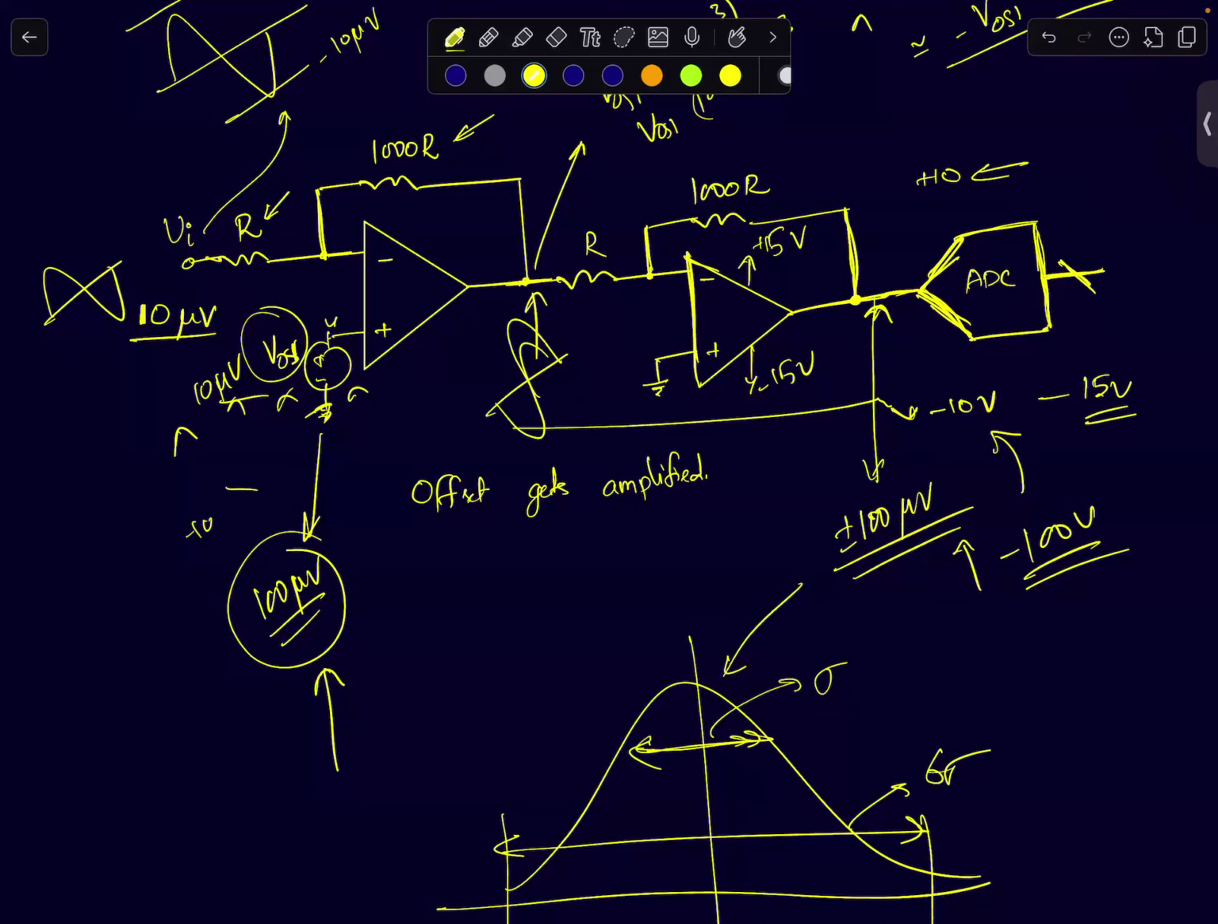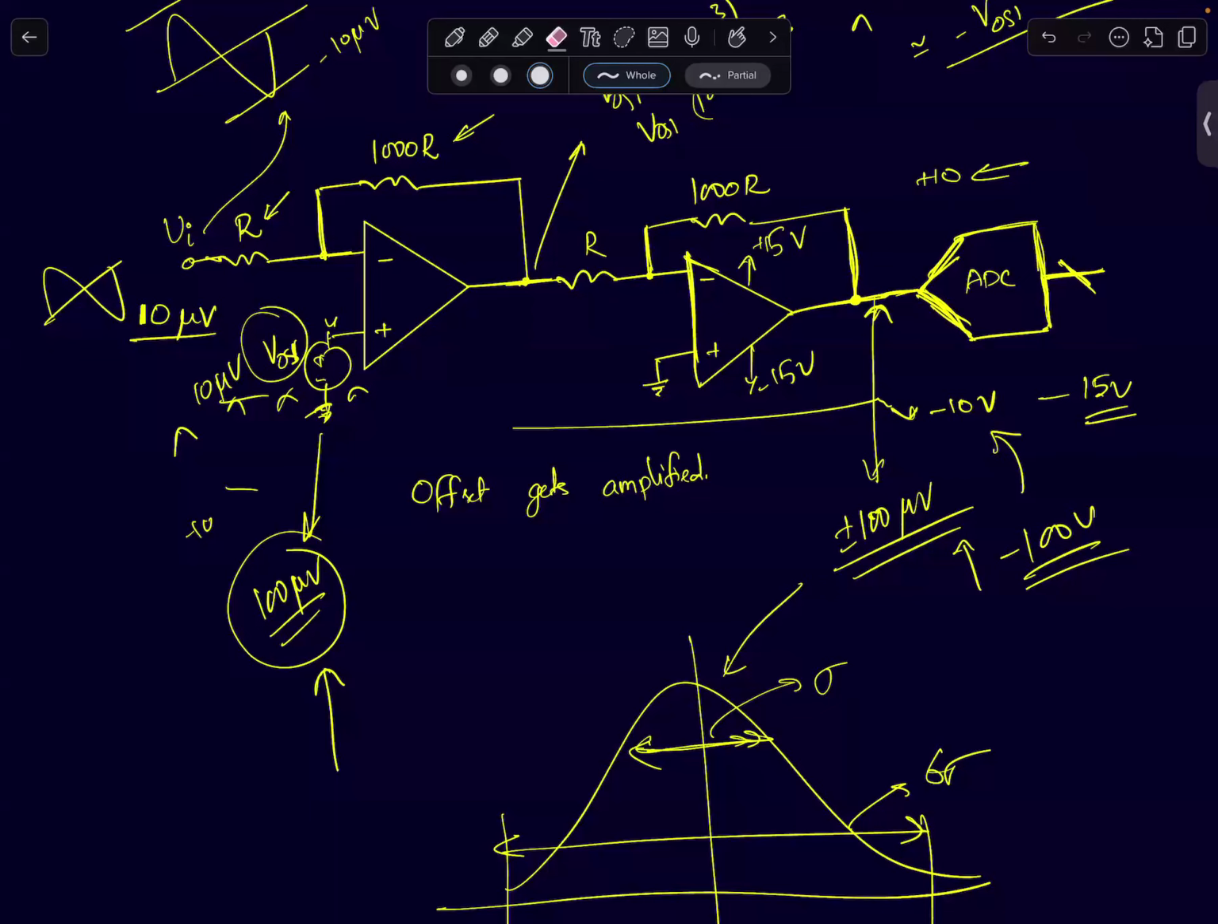This is one big problem of offset voltages. Especially they are a big problem if your gain happens to be very high. Offsets can even saturate the amplifiers in the final stage. So therefore you have to ensure that the offsets are low enough.